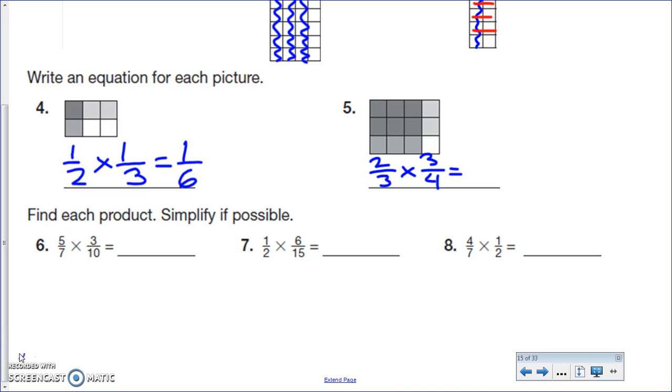Then we can tell we have 6 squares double sheeted, so that's our numerator, out of 12 total. And we know that can simplify. We're going to divide the top and the bottom by 6, which gets us 1/2.